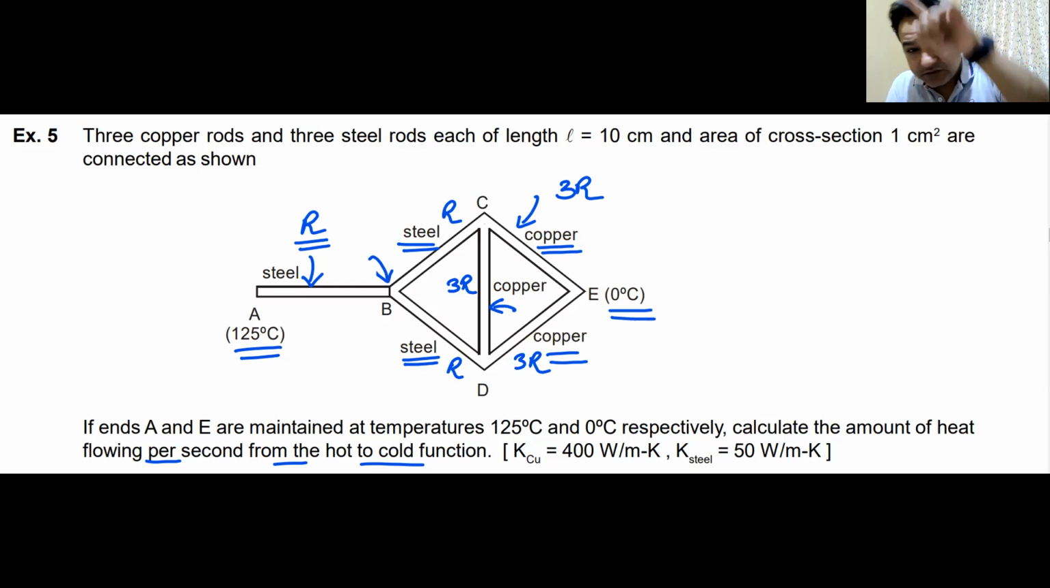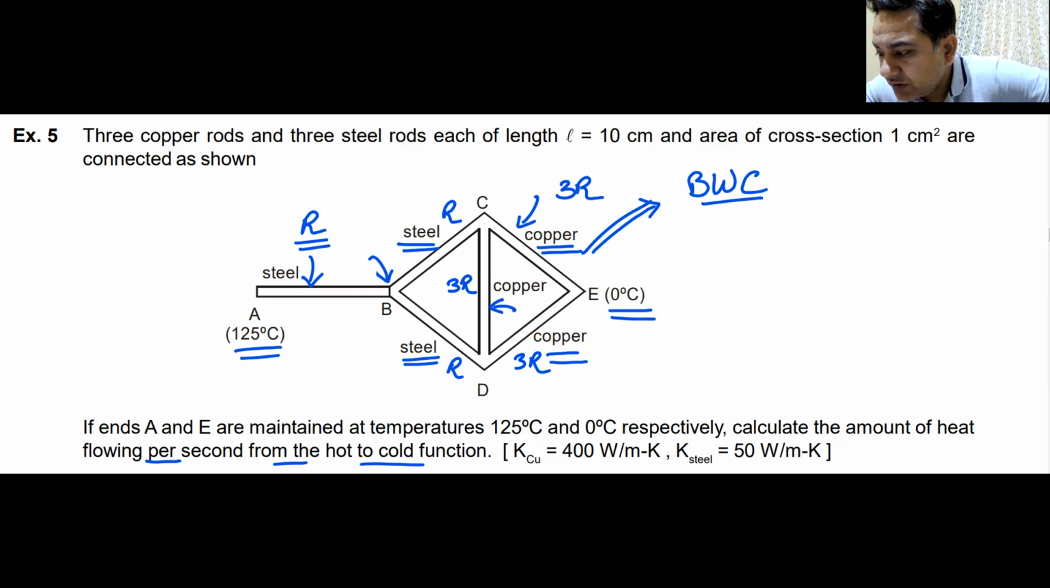And if I look at the square section or rectangle section, how does it look like? I think I told you in the previous class, it looks like a BWB. Balanced Wheatstone Bridge. Yes or no? Does it look like a balanced Wheatstone Bridge? This is R, this is R, this is 3R, this is 3R. So no current will flow in this branch. Do we understand this? Yes or no?